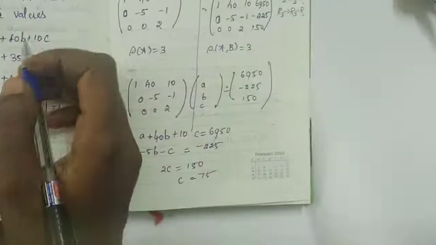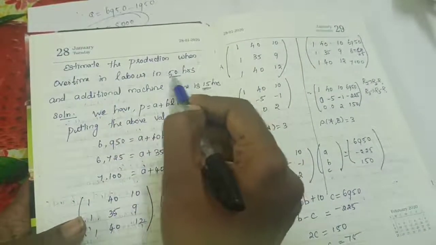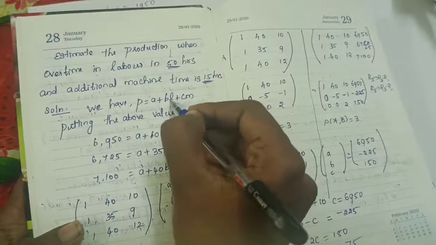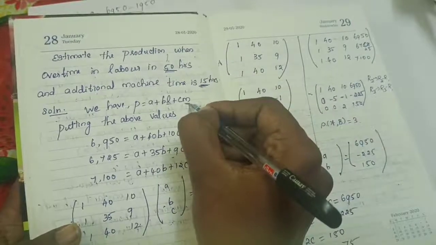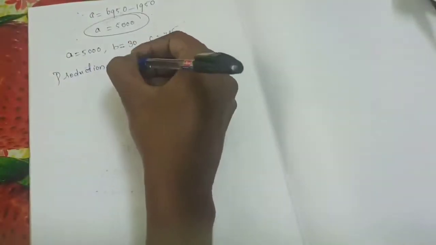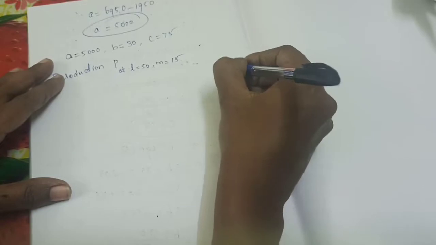Okay, production. At first, when I was reading the question itself, I said production is what they asked in the question. Estimate the production when overtime in labor. Labor means L value is 50, M value is 15. So in this equation, L value is 50, M value is 15. A, B, C value, now you know. Substitute all the values in this equation. Production P at L is equal to 50, M is equal to 15. You need to find. So the equation is A plus BL plus CM.